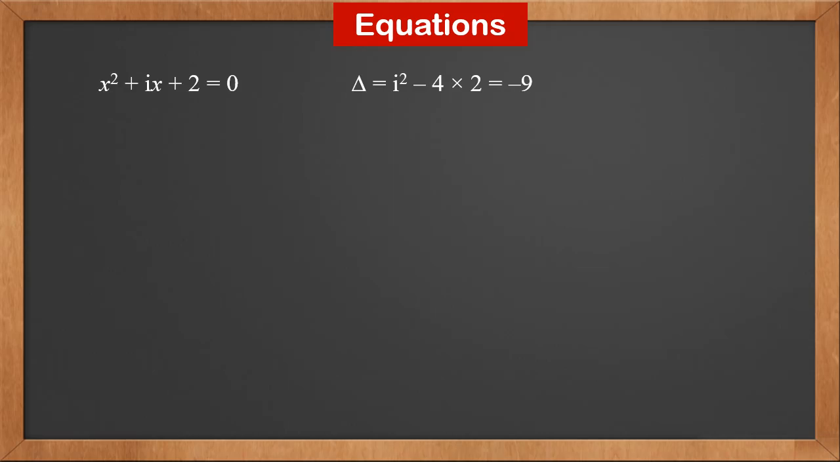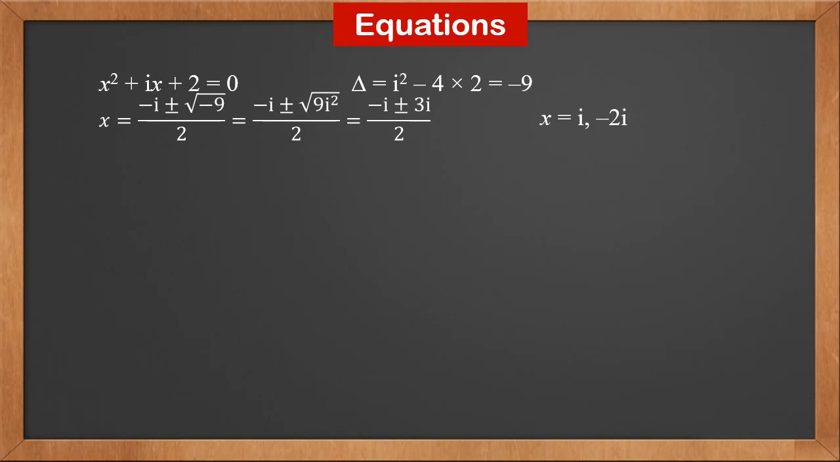For quadratic equations with complex coefficients, we can use the formula to find its roots. For example, x squared plus ix plus 2 equals 0. The discriminant is i squared minus 4 times 2, which is -9. So using the formula, x is -i plus minus root -9 over 2. -9 is 9i squared. So root -9 is 3i. Therefore, x is either i or -2i.